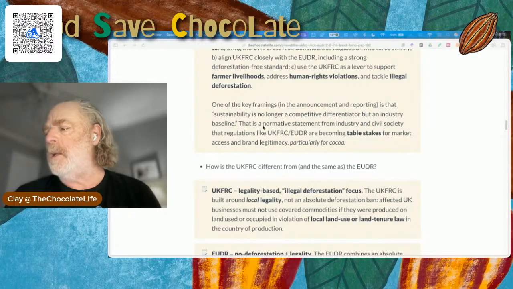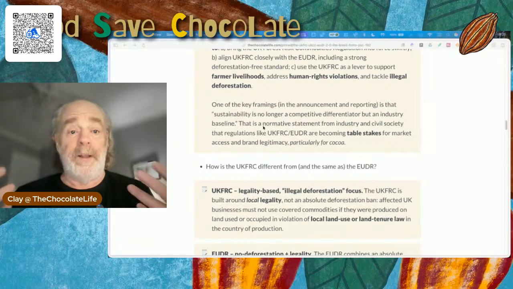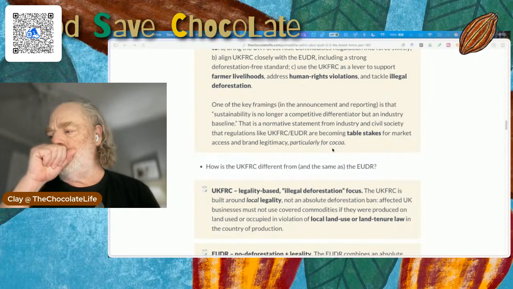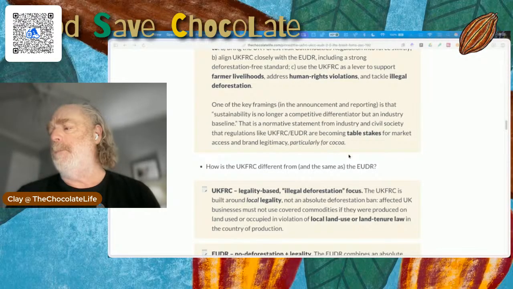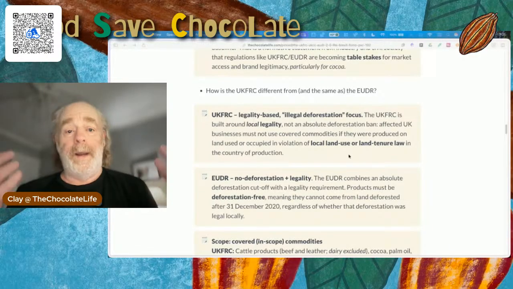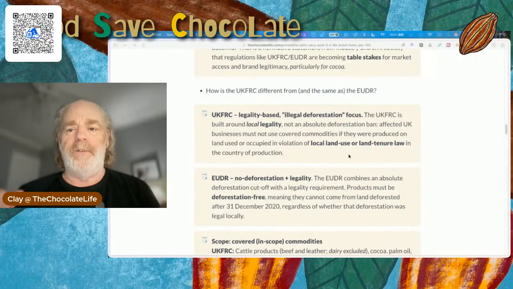I agree with that statement, and it should have been a part of sustainability in the broader context, not in terms of the UN SDGs, but it should have been front and center from the signing of the Harkin-Engel Protocol more than 20 years ago. But it is a normative statement from industry and civil society that regulations like the UKFRC are becoming table stakes. And from the UK Cocoa Coalition's perspective, because it is a single issue, particularly for cocoa. So the UKFRC and the EUDR have some overlap around forests and deforestation, but they're fundamentally very different regulatory regimes. They have different intents.